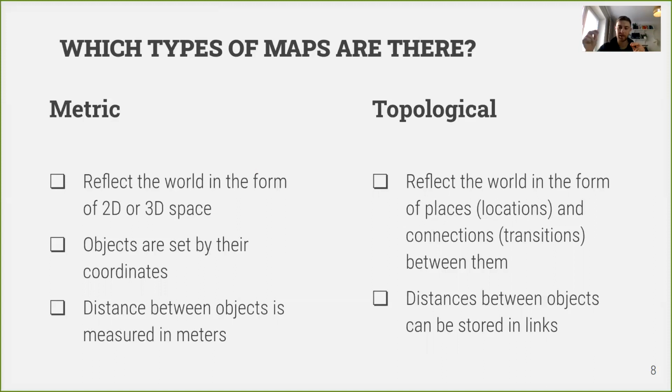So within these links between locations, we can store either distances or any additional type of information. For example, explicitly within these transitions or connections, we can store a control law, which allows us to control our robot to move from one location to another. So this is also a very rich representation of the environment, which can be modified for different tasks.